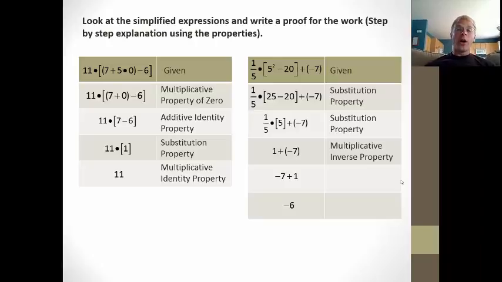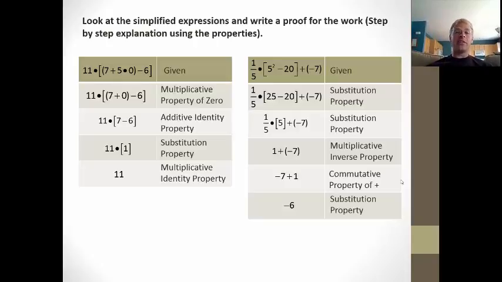Then we have 1 plus negative 7, but I reversed the order of those terms that I'm adding, and that is using our commutative property. Anytime we change the order of what we're doing with addition, the order of the terms, that's the commutative property of addition, and then negative 6 plus 1 is, again, the substitution property.